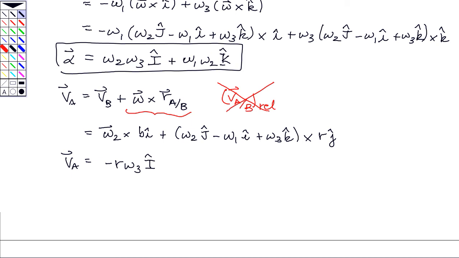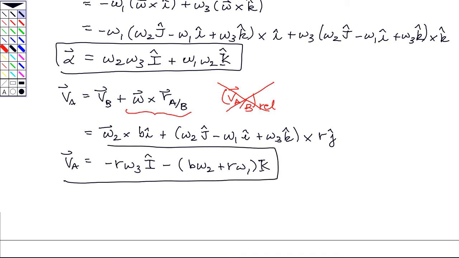We get that term, and then to that I'm going to subtract two terms: b omega 2 plus r omega 1, and that's in the k direction. Right? So there's my velocity of a. Let's check that and make sure that is the same as the solution we got when we looked at the red axes.